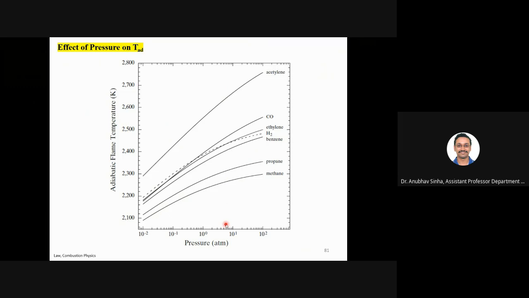Would anyone like to guess why that will happen? Okay, fine. The next guess is, if temperature is increasing, what will happen to the flame speed? Flame speed will increase or decrease? Say increase. Correct. So you stick to this. If you change the flame temperature, the same trend will be followed by flame speed.